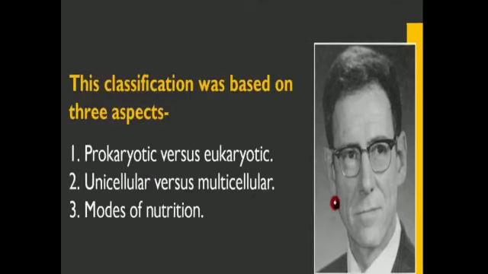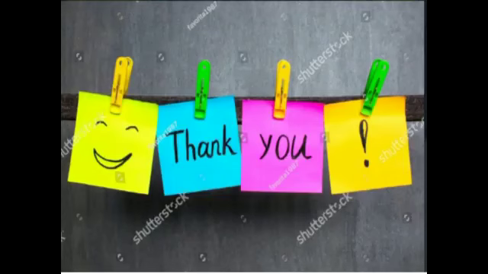This classification was based on three aspects: prokaryotic versus eukaryotic, unicellular versus multicellular, and modes of nutrition. With this, we complete the classification. This was just the introduction of classification. In the next class, we will study the hierarchy of classification groups, and we will study all these five kingdoms in detail.